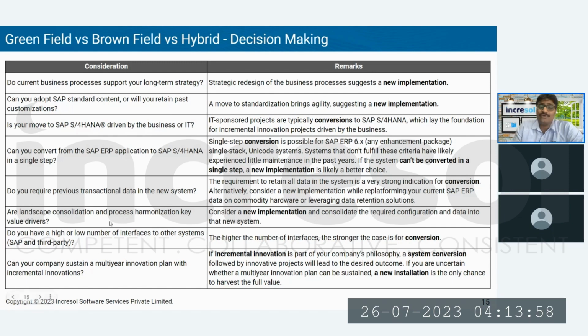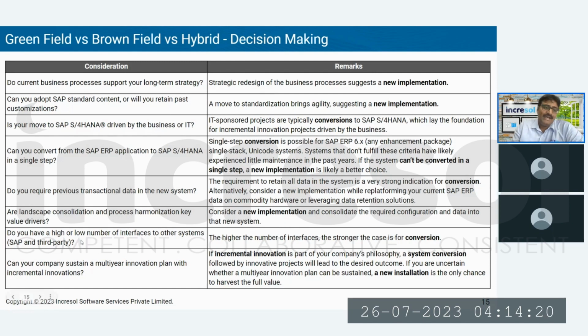And landscape consolidation and process transformation is a key value driver. Suppose your business has expanded across multiple countries or continents and has multiple ERP systems, and the business is focusing on consolidating everything, and also wants to do process re-innovation or re-engineering. All this is, for the business, one of the key value drivers for S4HANA transformation. In that case, new implementation is the best choice.